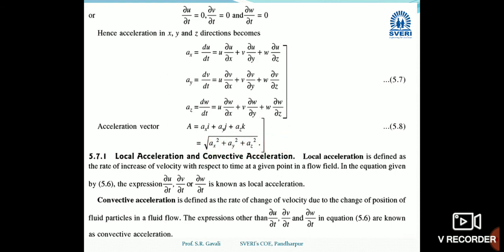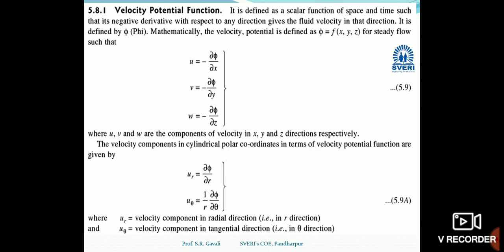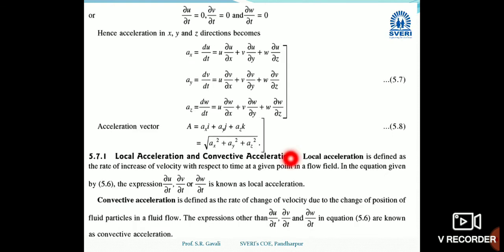Then local acceleration and convective acceleration are the types of acceleration. Local acceleration is defined as the rate of increase of velocity with respect to time. So ∂u/∂t, ∂v/∂t and ∂w/∂t are the local acceleration terms. Convective acceleration terms are the terms where the velocity changes with respect to space only, such as ∂u/∂x, ∂u/∂y and ∂u/∂z.